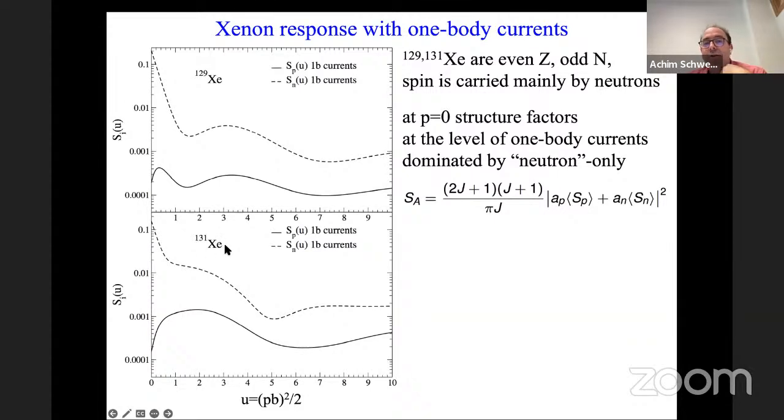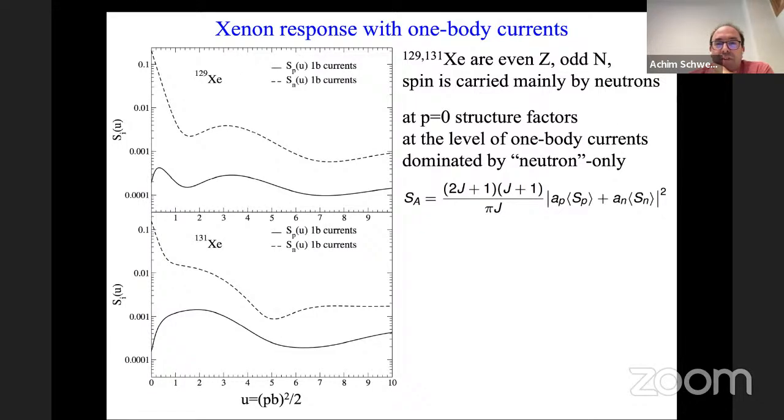Okay, so then we can calculate the spin-dependent structure functions or response functions for xenon-129 and xenon-131. And here we will follow what the experimentalists like to do, namely to characterize this response function, assuming WIMPs coupling to neutrons. This is the neutron response function, and this is WIMPs coupling to the protons.